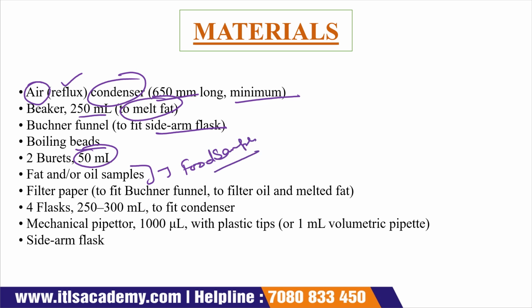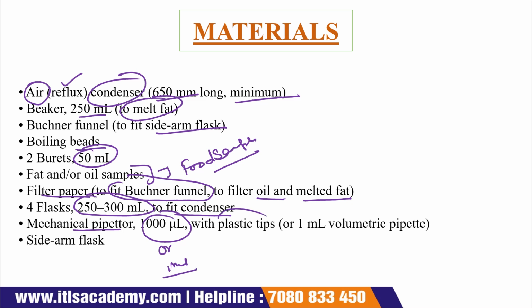Then we require a filter paper to fit the Buchner funnel so that we can filter the oil and melted fat. Then a flask of 250 to 300 ml which fits a condenser, and a mechanical pipette of 1000 microliter or 1 ml, and along with it plastic tips of 1000 microliter or 1 ml. We also require the side arm flask. So these are the materials that we require for performing this experiment.